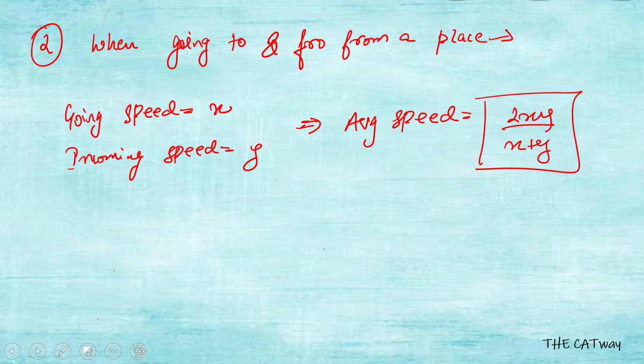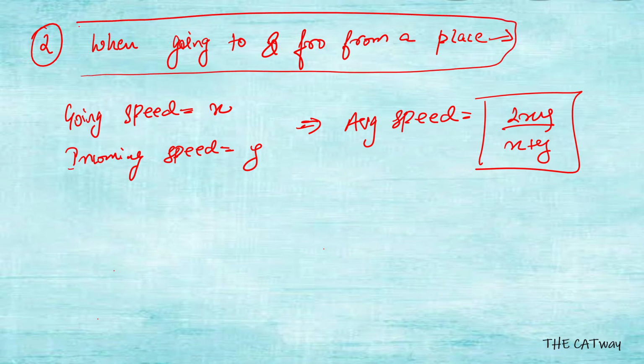Here it is a very specific formula for a very specific question: whenever we are going to and fro from a place, for example starting from Delhi, we go to Noida and then we come back. We went to Noida with a speed of 60, we came back with a speed of 90. In that case we are traveling the same distance but with different speeds, so this formula can be applied directly.